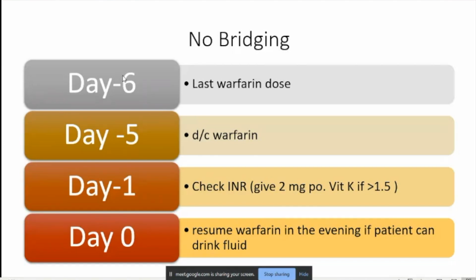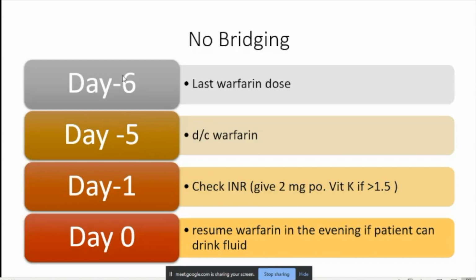Now we categorize it. Now we came to know that it's either high risk bleeding or moderate risk bleeding. The second thing we have to see is whether the patient has a high risk of thrombosis, moderate risk of thrombosis, or low risk of thrombosis, because the bridging is based upon that. Regardless of high risk of bleeding or moderate risk of bleeding, if the patient has a high risk of thrombosis, we have to do the bridging.